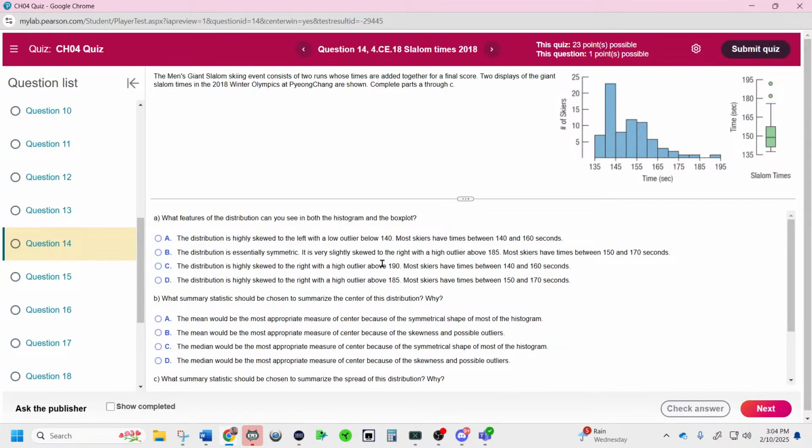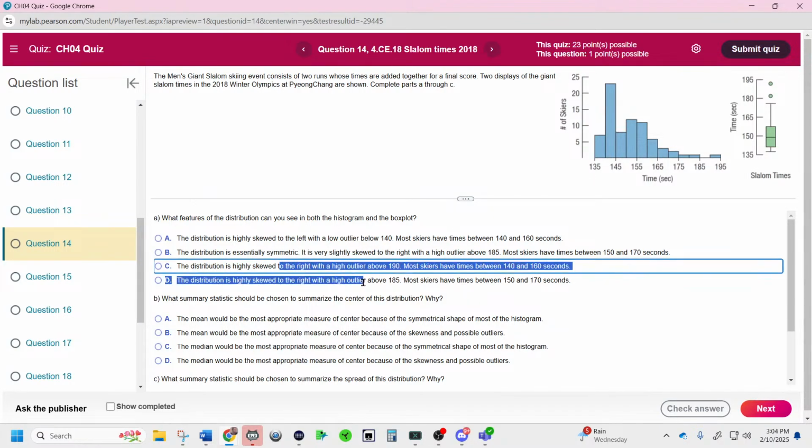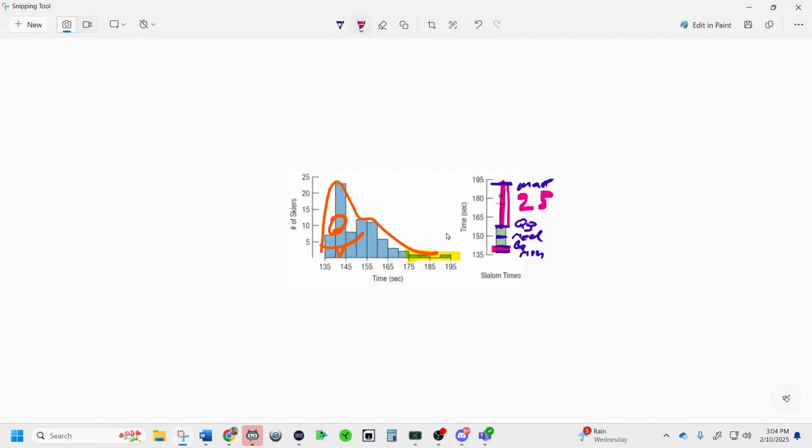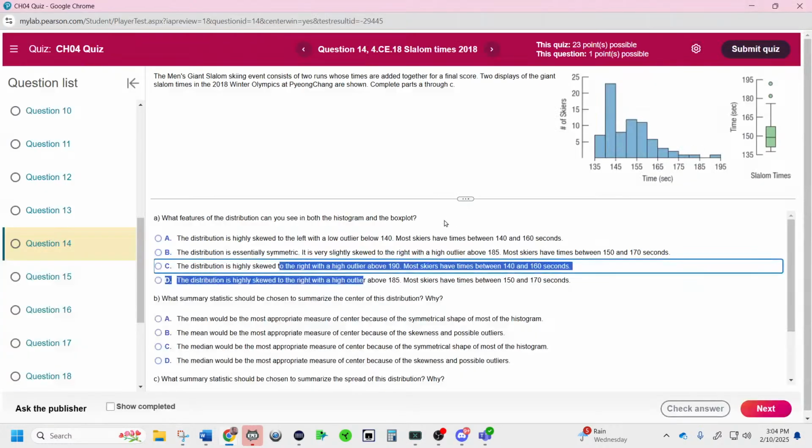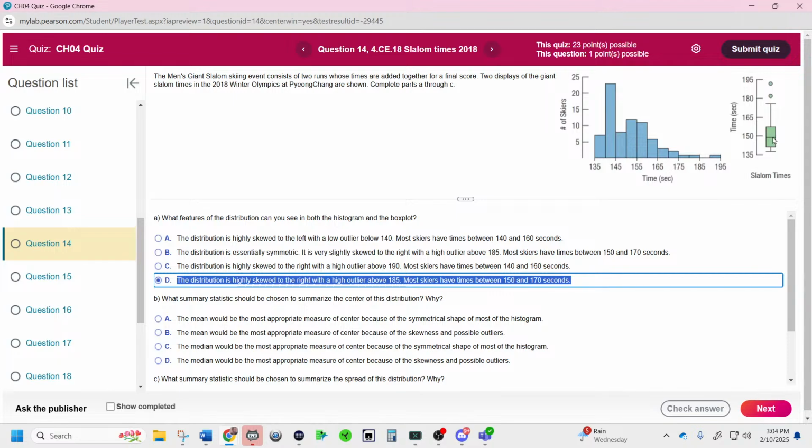What features of this distribution can you see in both the histogram and the box plot? Well, the distribution is skewed to the right, so we have to choose one of these two. Right to the high, left to the low, whichever way the monster's tail goes. And so right here, most skiers have between 140 to 160. That looks about right. That's not where the central part of the data is. The middle portion of the data is here, and you can also see it down here, 140 to 160.